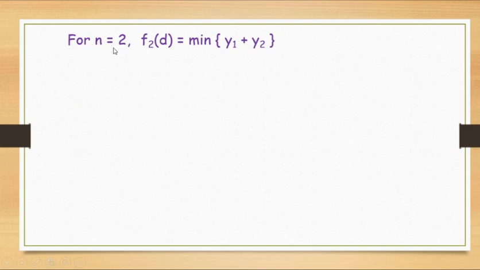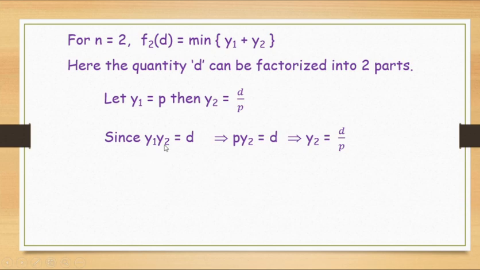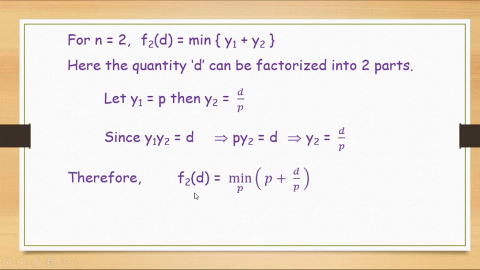Consider the second case. For n = 2, f2(d) = minimum of y1 + y2. Here the quantity d can be factorized into two parts. Let y1 be the first part. We take it as p. Then obviously the second part of d is nothing but d/p, since y1 y2 = d. Put y1 = p, we get p y2 = d, which implies y2 = d/p. Therefore the two parts of d will be p and d/p. We put these values of y1 and y2 in this expression. We get f2(d) = minimum over p of p + d/p.